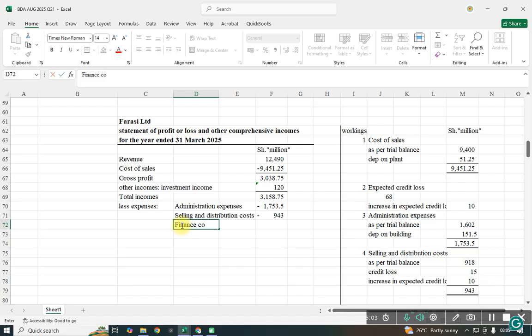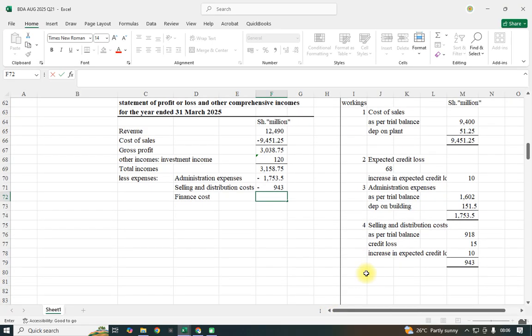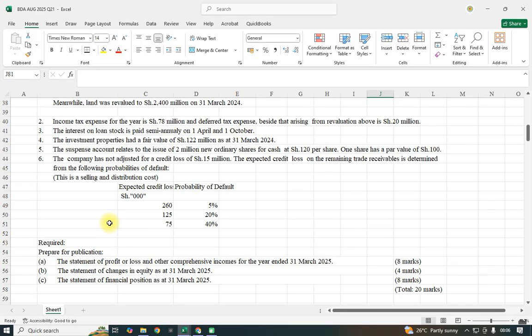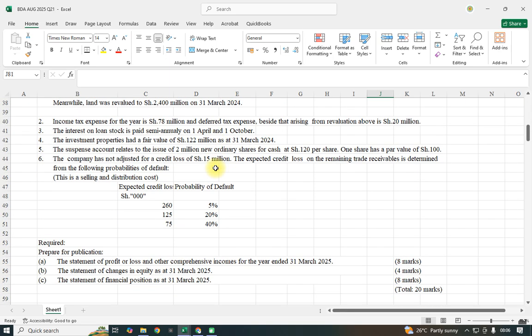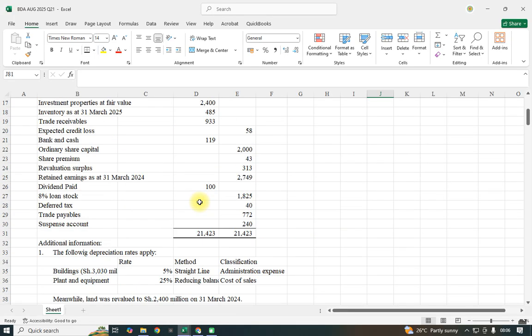Finance costs, and for the finance cost we shall calculate that as working number 5. Remember finance is the interest. Finance deals with the interest, and I told you the interest on loan is paid semi-annually on 1st April and 1st of October. And remember our year is ending March, so we have to calculate that.